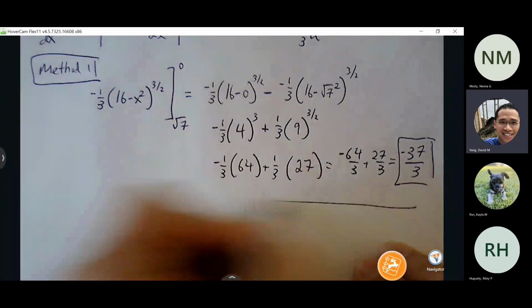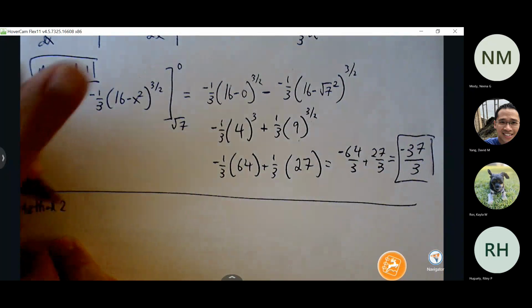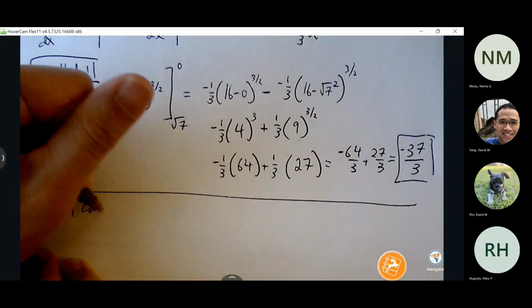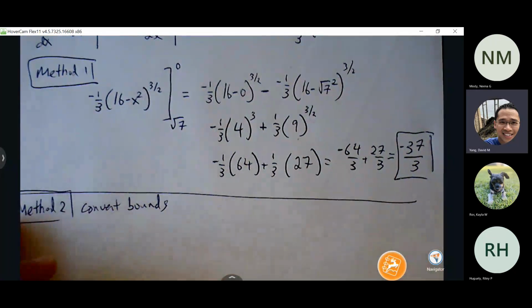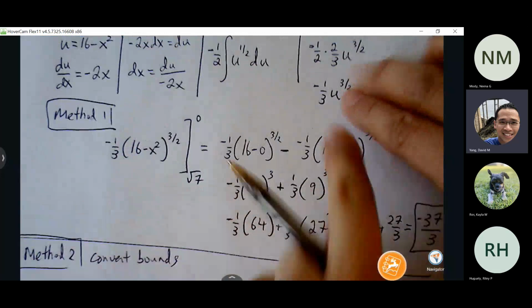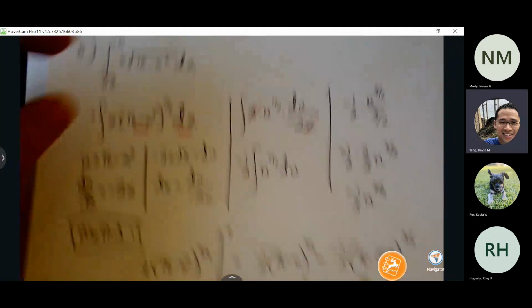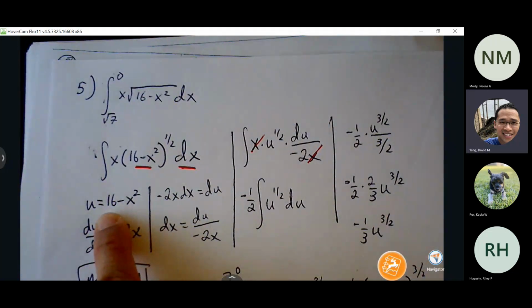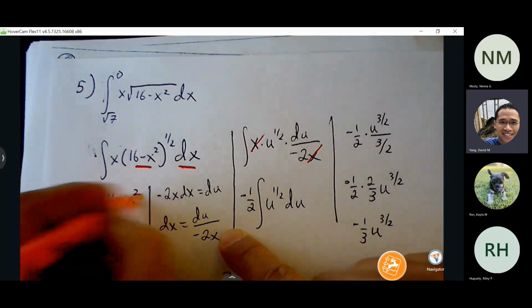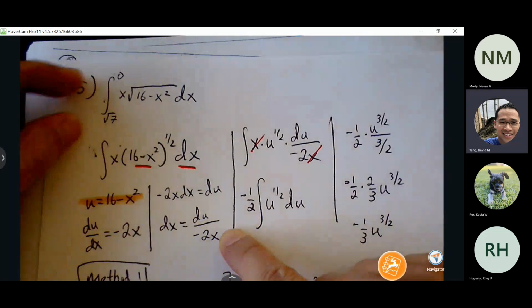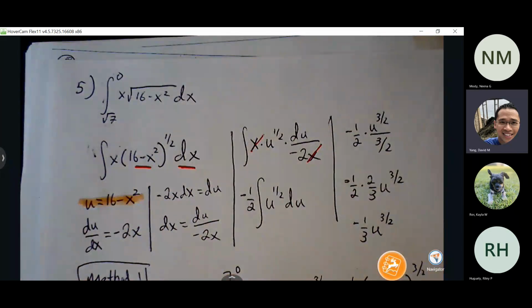Okay, the other method is converting the bounds. That means doing all of our calculations in terms of u. So that means I'm going to hold on to this negative 1/3 u to the 3/2, but I'm going to convert these bounds using that equation that connects u and x. Push it through this so I can get these back in terms of u.